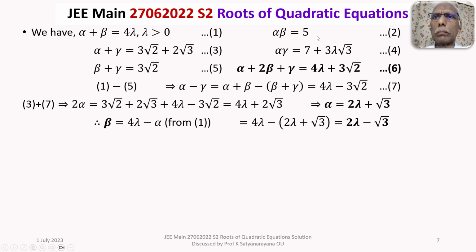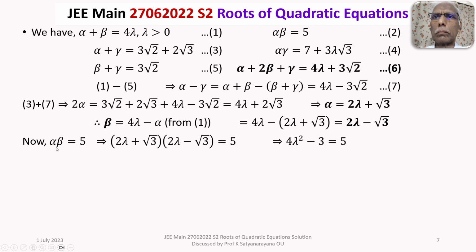Right, that's the plan. Therefore, go to equation 2, where you have alpha beta is equal to 5, alpha is 2 lambda plus root 3, beta is 2 lambda minus root 3, multiply is equal to 5. This is 4 lambda square minus 3 is equal to 5. This will imply 4 lambda square is equal to 8. This will imply lambda square is equal to 2. Therefore, lambda is equal to plus or minus root 2.